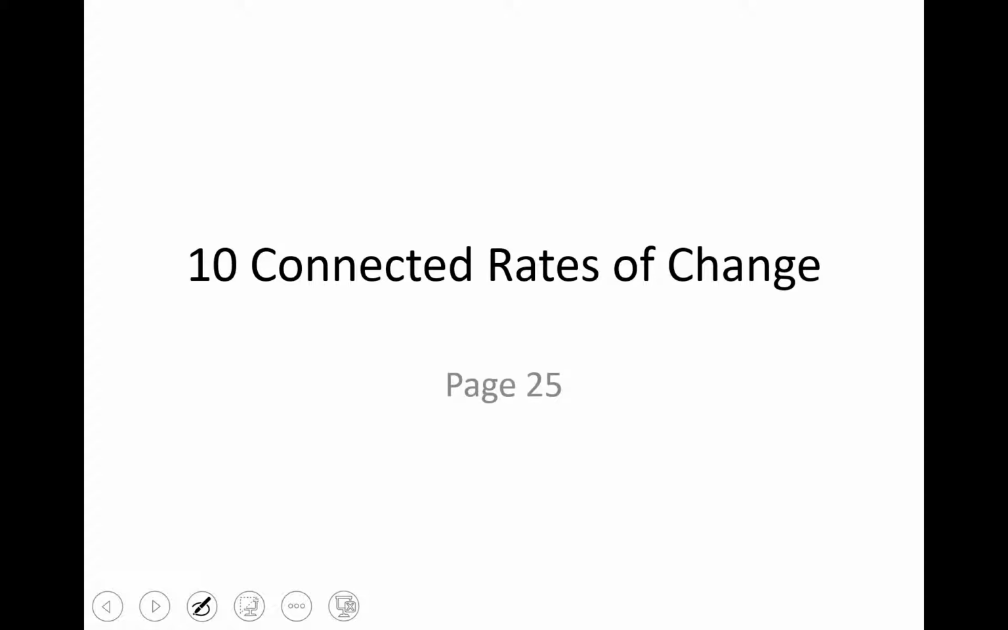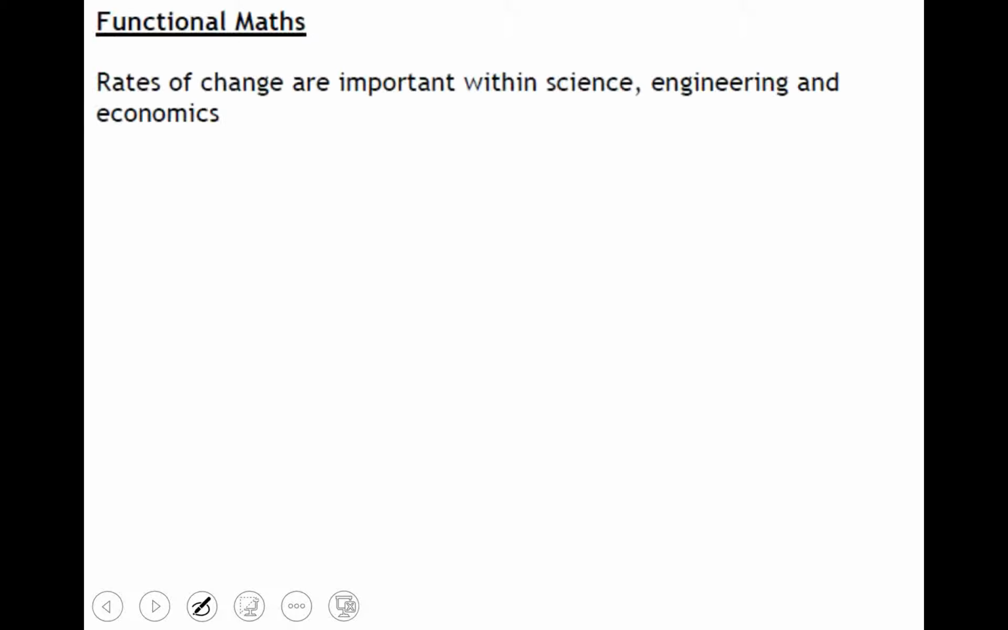Section 10. Connected rates of change. Page 25 of the C4 notes. Rates of change are important within science, engineering and economics.